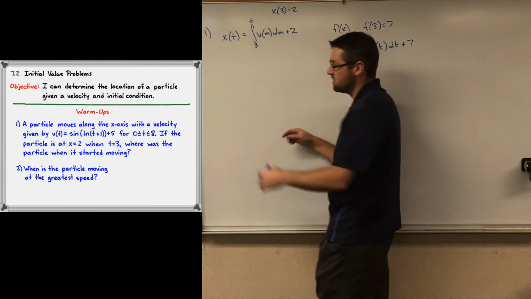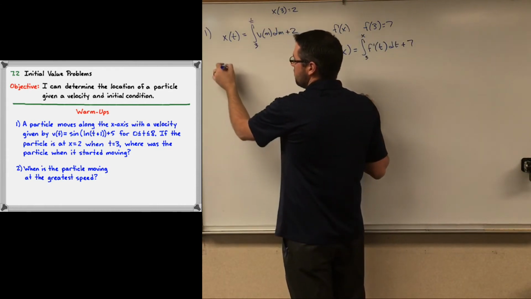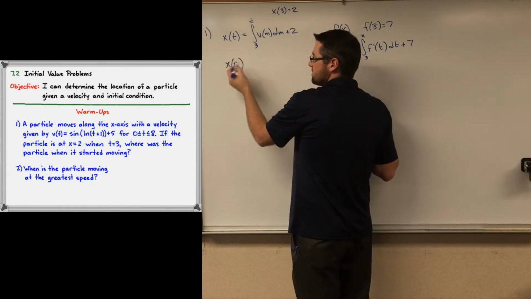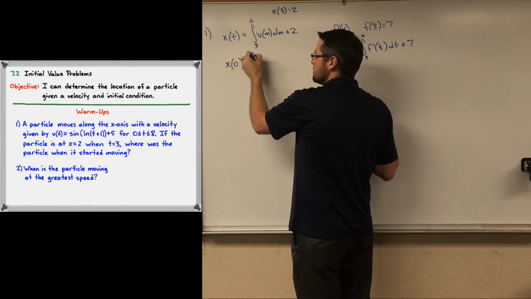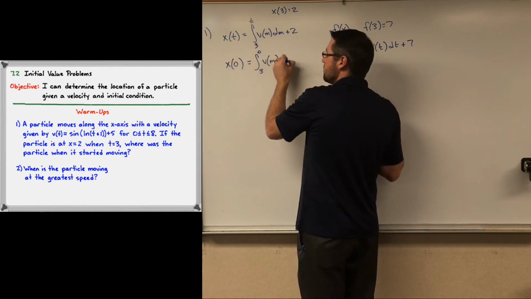Now, how do I find the position? What am I looking for? Where was the particle when it started moving? So what am I looking for? x of 0, because that's the beginning of time. That's an interesting concept. The integral from 3 to 0 of v of m dm, and then plus 2.